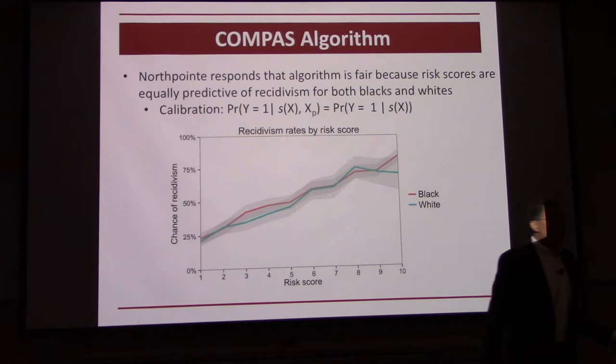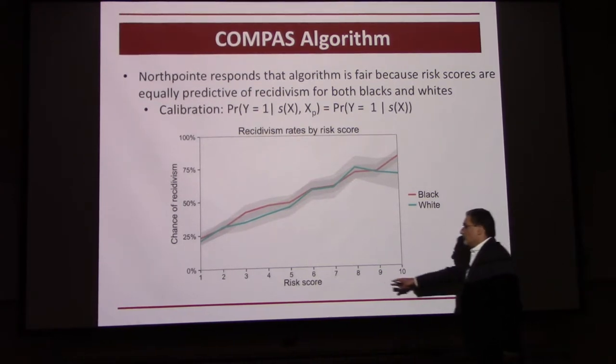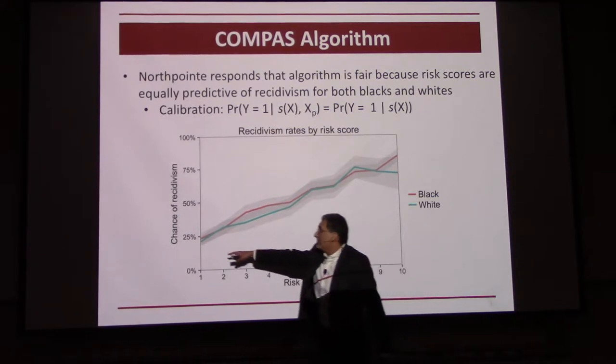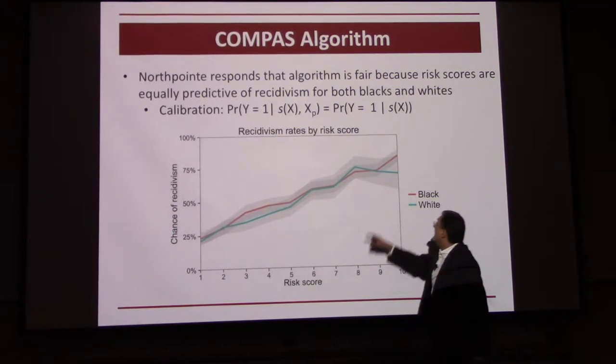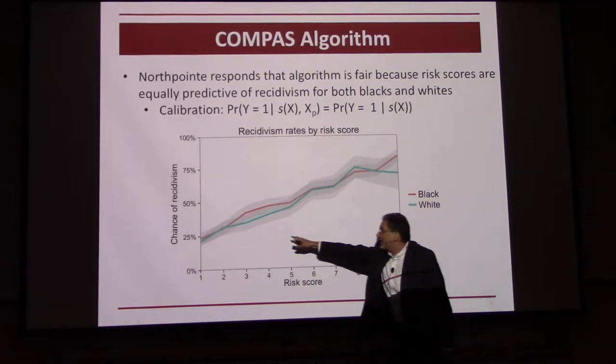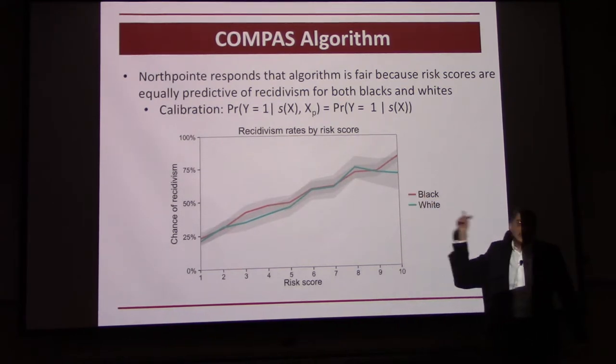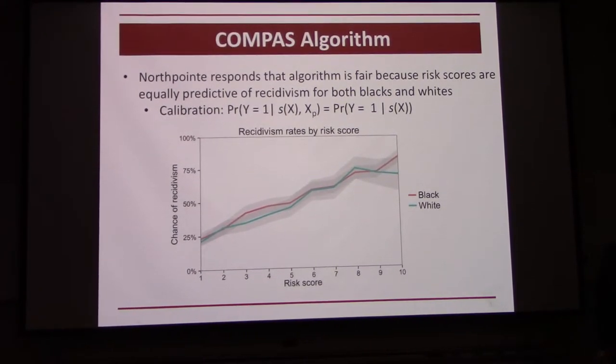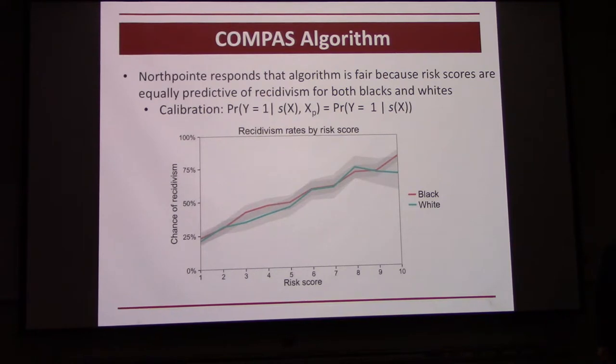We calibrated our algorithm. If you look at the risk scores that are generated by our algorithm versus the probabilities that someone actually recidivated, and you look at it for whites and blacks, they're within one standard deviation of each other through the whole spectrum. This algorithm is calibrated. And you say, but there was that classification parity that we weren't meeting before. But you say it's calibrated.